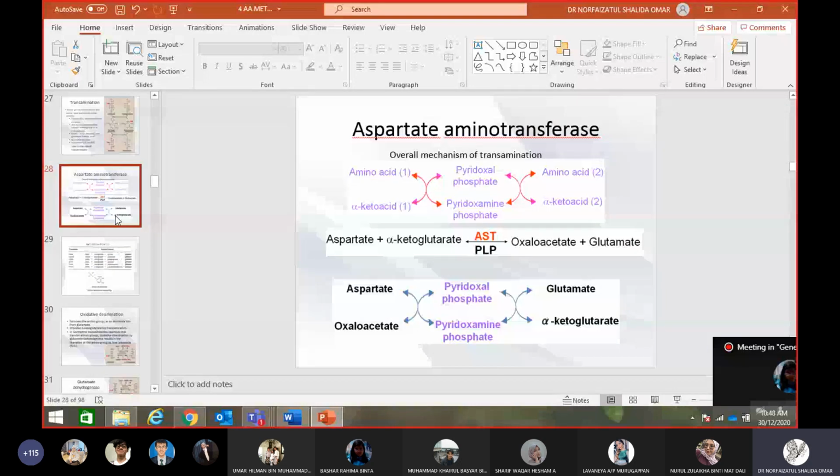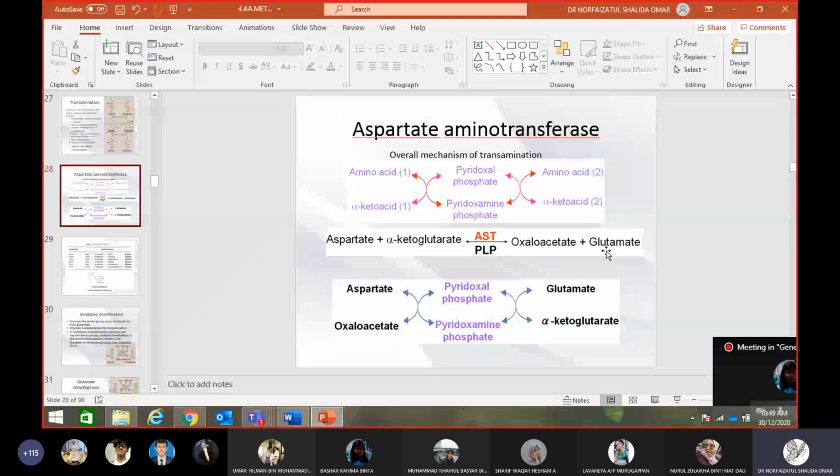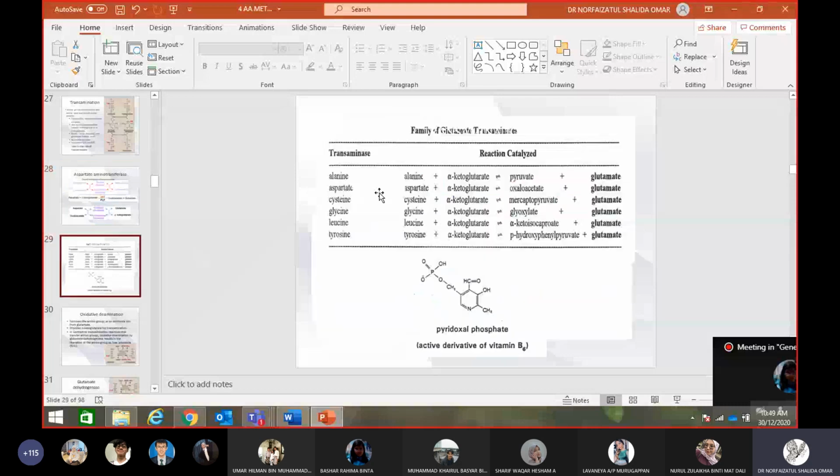AST, ALT. AST is aspartate plus alpha ketoglutarate, which produces oxaloacetate and glutamate. Whereas in alanine aminotransferase, alanine plus alpha ketoglutarate will produce pyruvate and glutamate. So these are the main reactions of transamination.